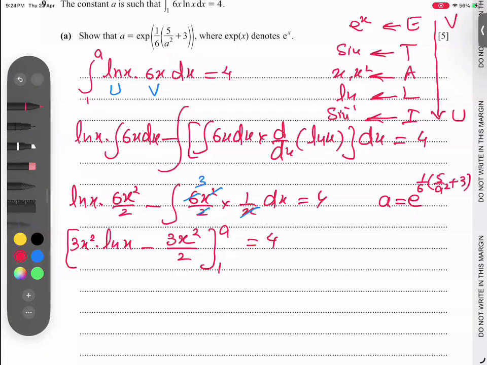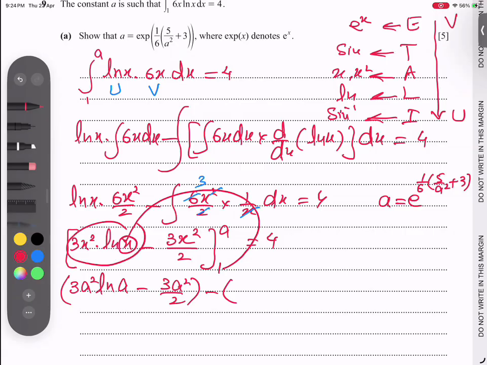Okay. All right. So let's apply the limit, students. So when I plug in a, I get 3a squared times log of a minus 3a squared by 2. Upper limit done. Minus. When I plug in the lower limit, log of 1 is 0. So this is completely 0. And I'm getting here 0 minus 3 by 2 equals 4. Okay.